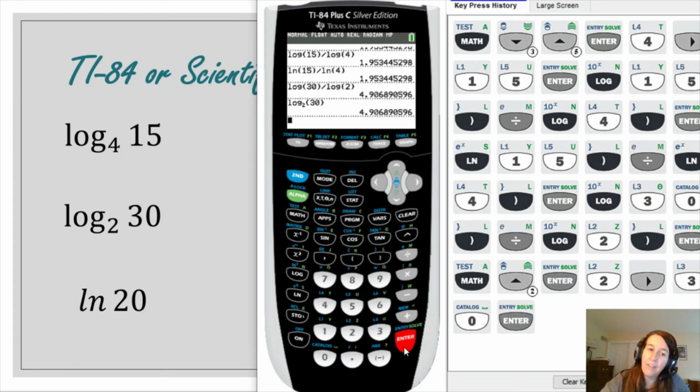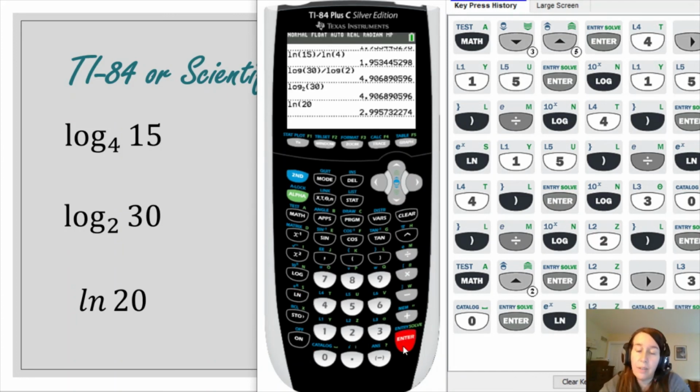Okay, and then finally, if we just needed the natural log of a number, that means that is base e. Remember that you should have a natural log button, so that would be ln, and then you just type the 20. And then have your calculator evaluate that for you.